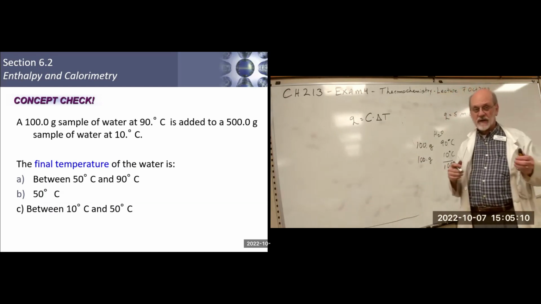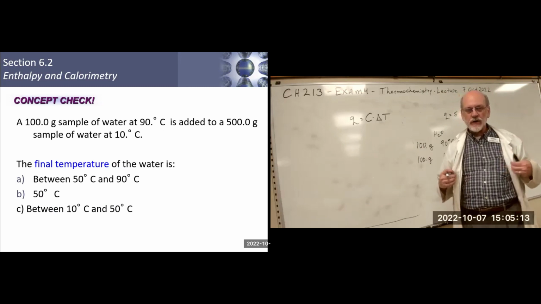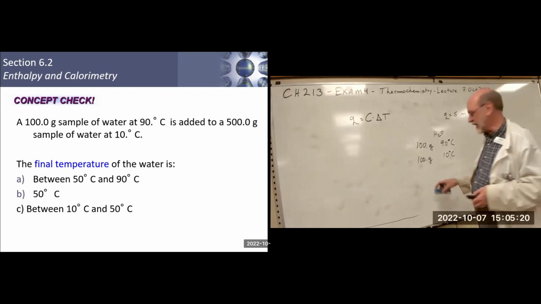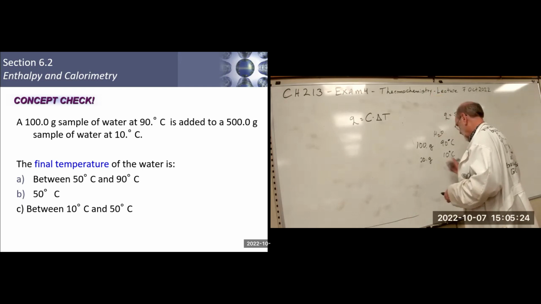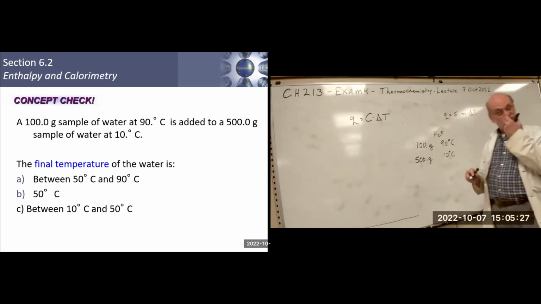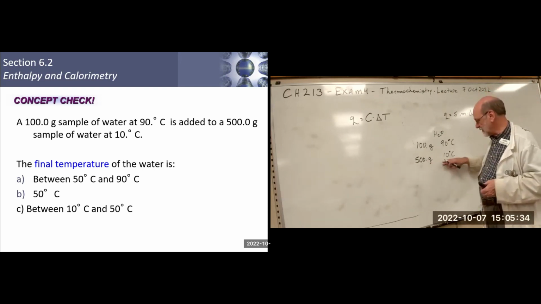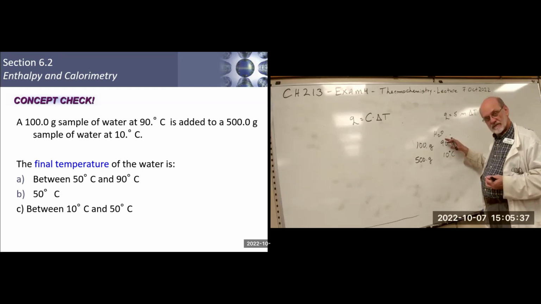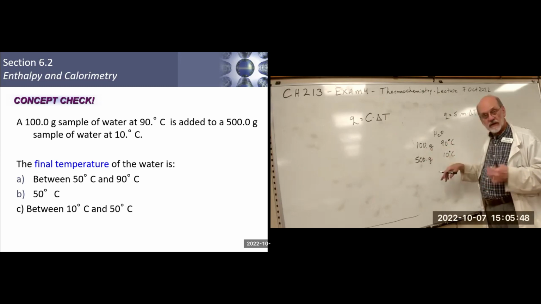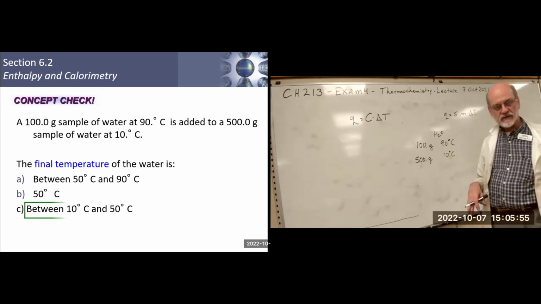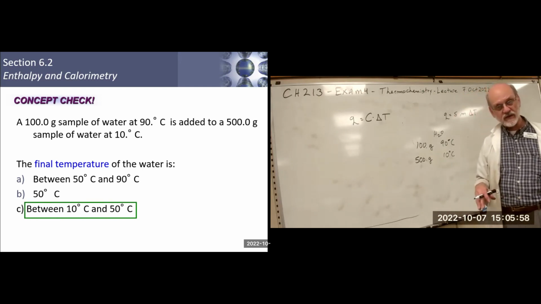All right, now we have something different. We've still got water, but now we have 100 grams at 90 degrees, right? And 500 grams at 10 degrees. So, are these going to meet in the middle? No, they won't, because you've got more at this temperature. So it can absorb all of that heat, or a large portion of that heat, and it will raise its temperature a little bit, and this one will decrease a lot because it's only a fifth of the mass. So the temperature should be somewhere between 50 and 10 degrees, right? And we can calculate that value.